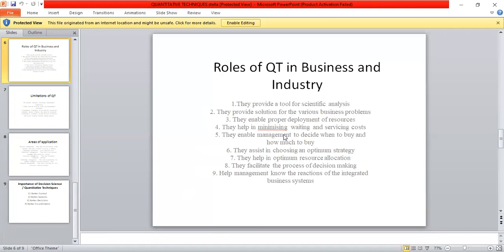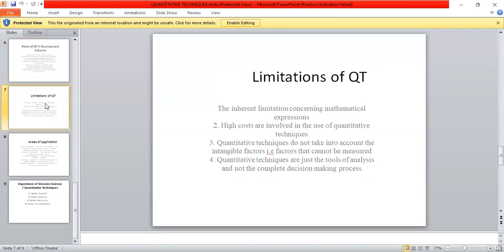Somebody to take us from the 6th point. Okay. Number 6 is they assist in choosing an optimum strategy. They help in optimum resource allocation. They facilitate the process of decision making. Help management know the reaction of the integrated business system. Those are the roles of quantitative techniques in business and industries. Also, let's move on.